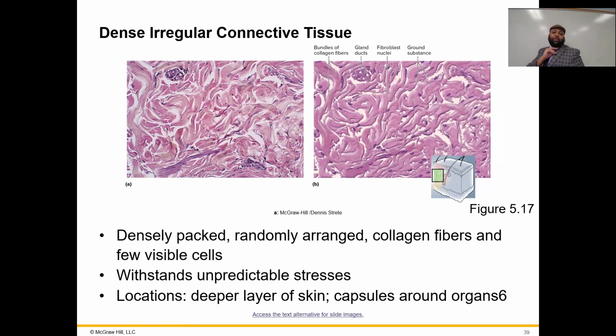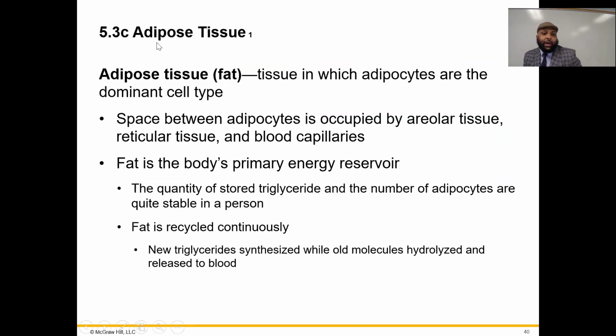So dense irregular tissue has densely packed, randomly arranged collagen fibers and few visible cells. It withstands unpredictable stresses. The locations are the deeper layer of the skin and capsules around the organs. Adipose tissue is tissue in which the adipocytes are the dominant cell type. Space between the adipocytes is occupied by areolar tissue, reticular tissue, and blood capillaries.